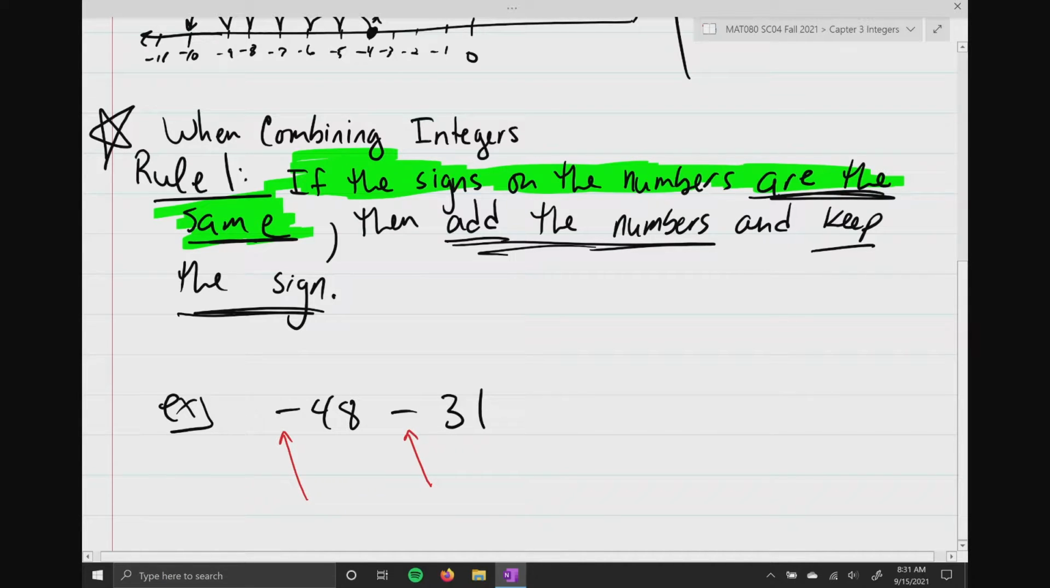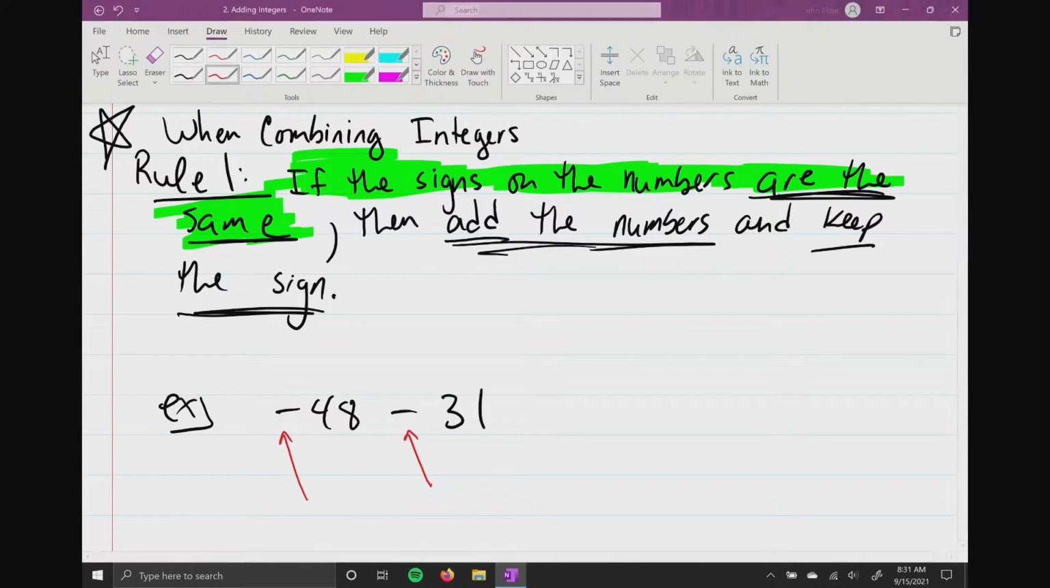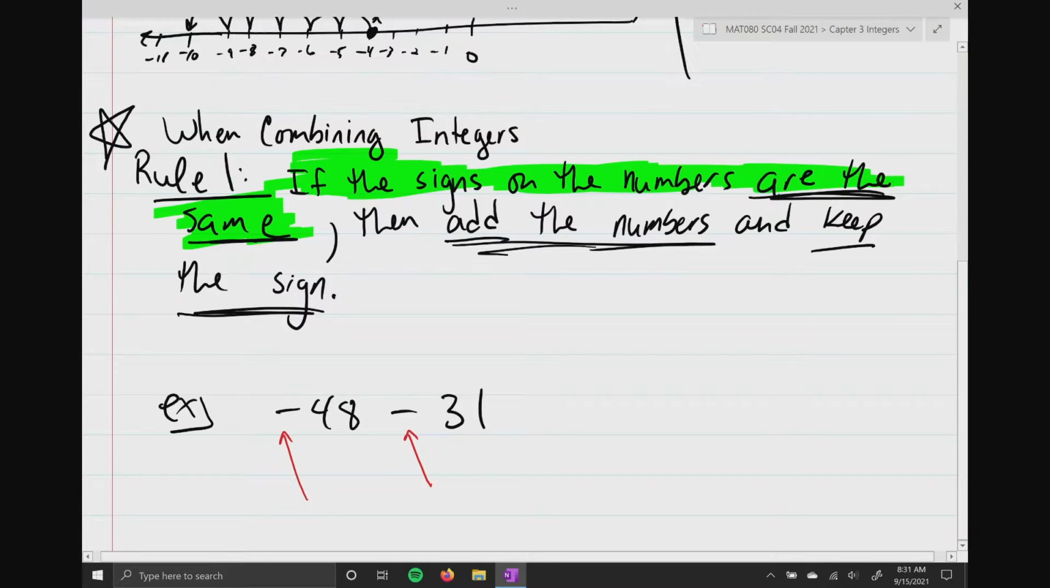The 31 has a negative sign in front. Are the signs the same, yes or no? Since we say yes, then we're going to add the numbers and keep the sign.